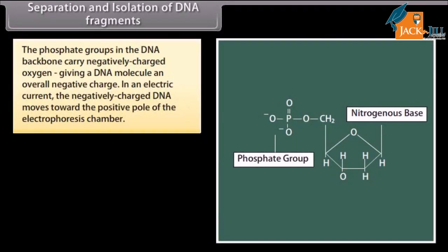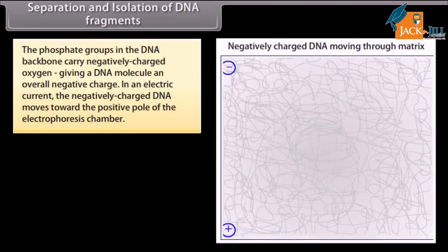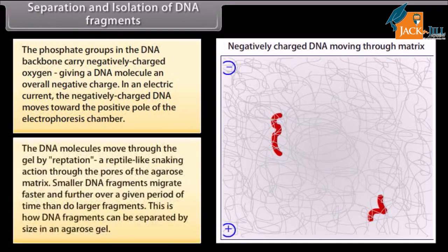The phosphate groups in the DNA backbone carry negatively charged oxygen, giving a DNA molecule an overall negative charge. In an electric current, the negatively charged DNA moves towards the positive pole of the electrophoresis chamber. The DNA molecules move through the gel by reptation, a reptile-like snaking action through the pores of the agarose matrix. Smaller DNA fragments migrate faster and further over a given period of time than do larger fragments. This is how DNA fragments can be separated by size in an agarose gel.